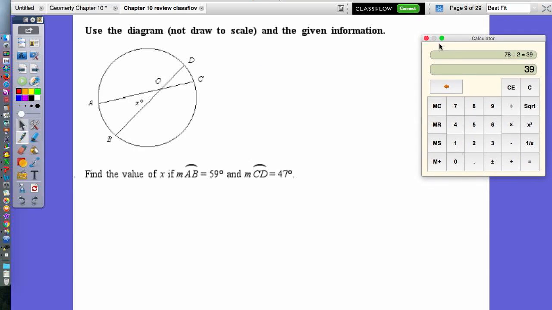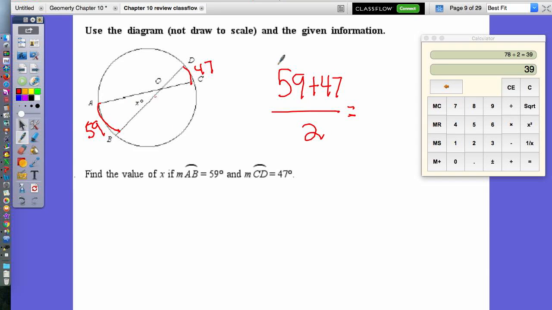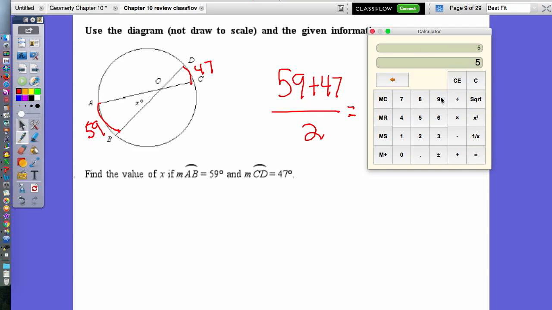Diagram not drawn to scale. In the given information, arc AB is 59 degrees and CD is 47. We want to find that angle. So since these are two chords that intersect inside the circle, I add them together and I divide by 2 to get that angle. So 59 plus 47 is 106, divided by 2 is 53. So the answer for number 9 is 53.